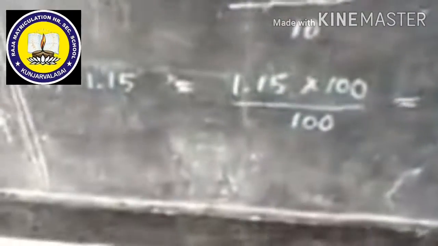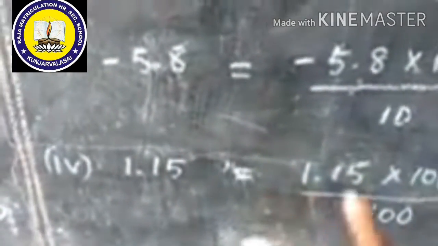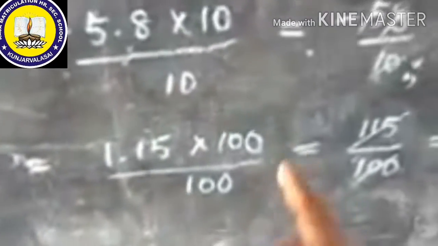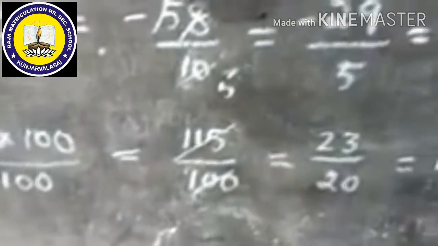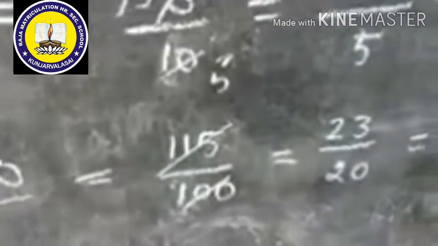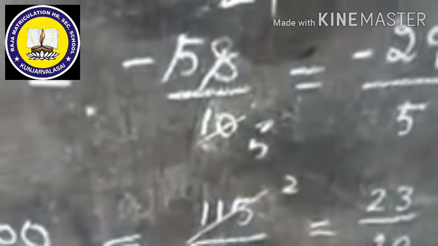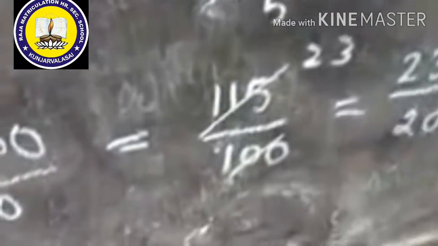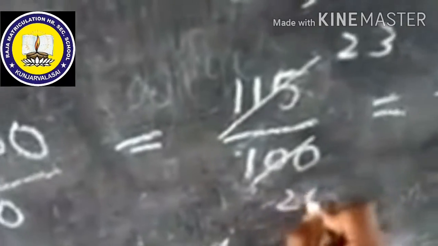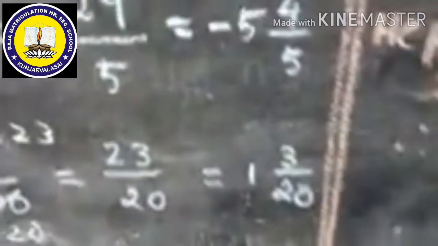Okay, then the next example is 1.15. That is equal to how many places? 2 places of decimal, so we multiply by 100 and divide by 100. 1.15 into 100, the answer is 115 divided by 100, which is in the 5 table. 5 table means 2 5s are 10, remaining 1. Then 15. How many 5s in 15? 3 5s are 15. Then again we know that 5 20s are 100. 23 divided by 20. This is a rational number, and it can also be converted as 1 3 by 20.